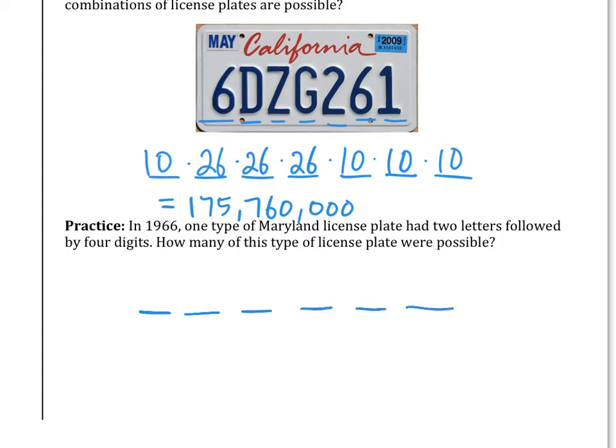All right, so this one has 2 letters followed by 4 digits. And this one doesn't say if it's allowed to repeat or not, so we're going to assume that it does repeat. So 26, 26, 10, 10, 10, 10. And then remember the multiplying principles, fundamental counting principle says we multiply them together. So this is 6,760,000.